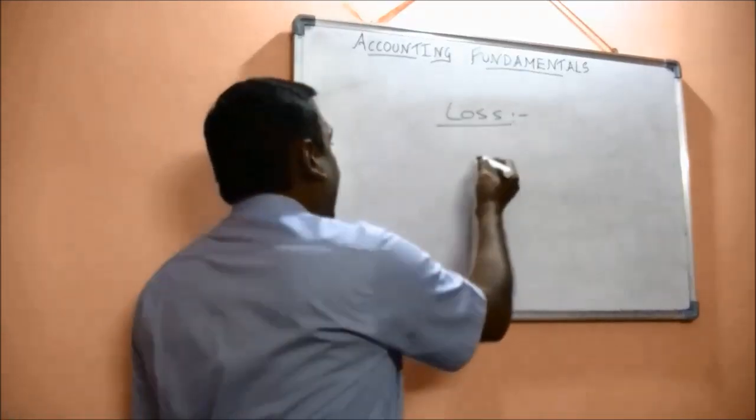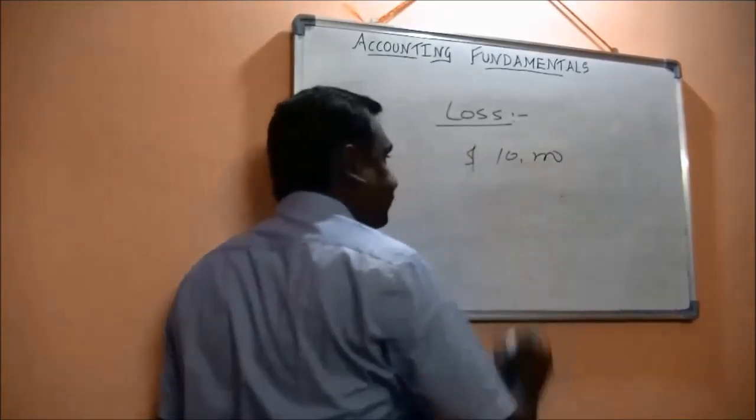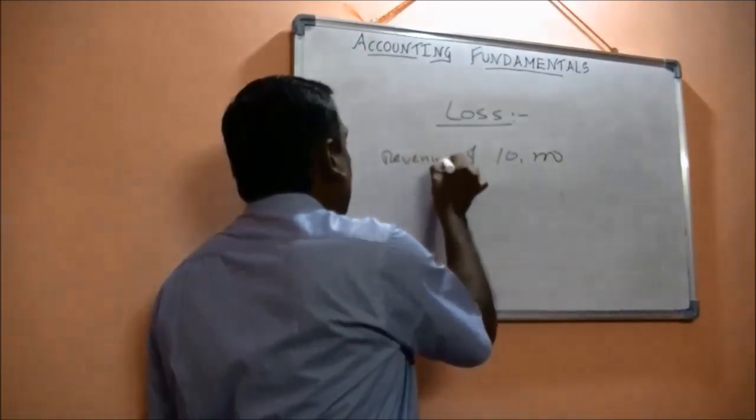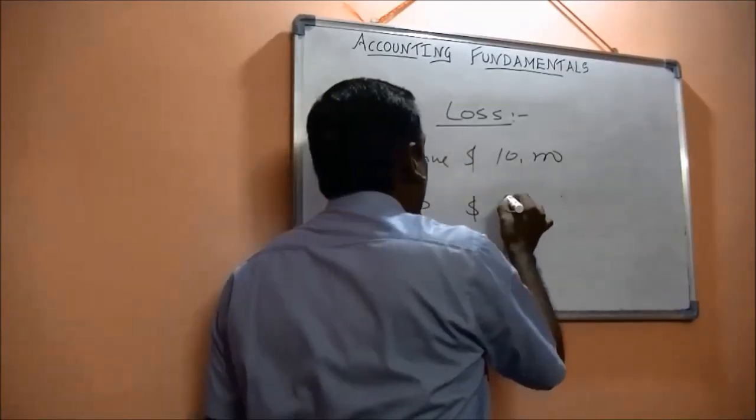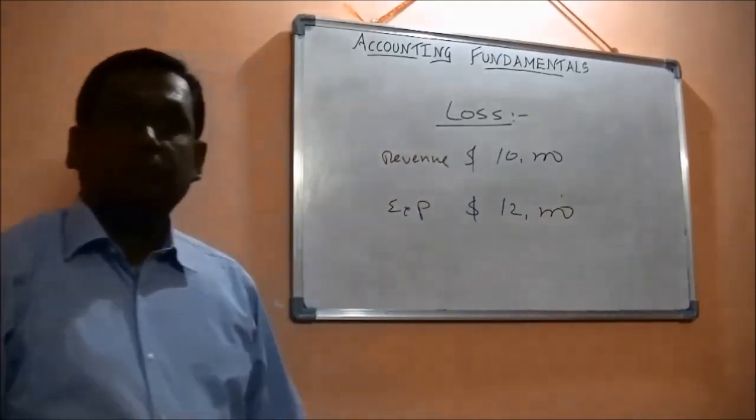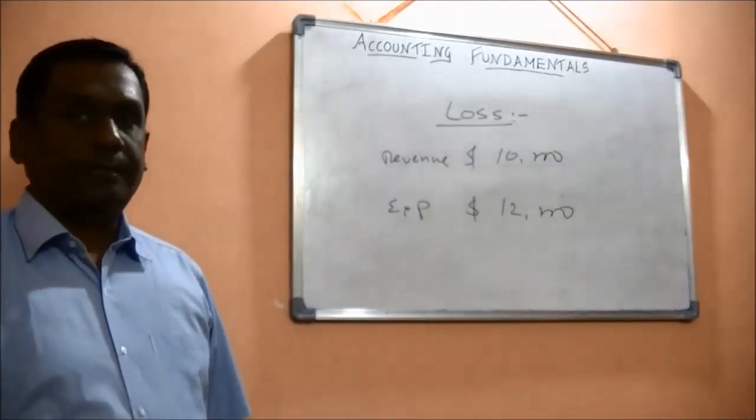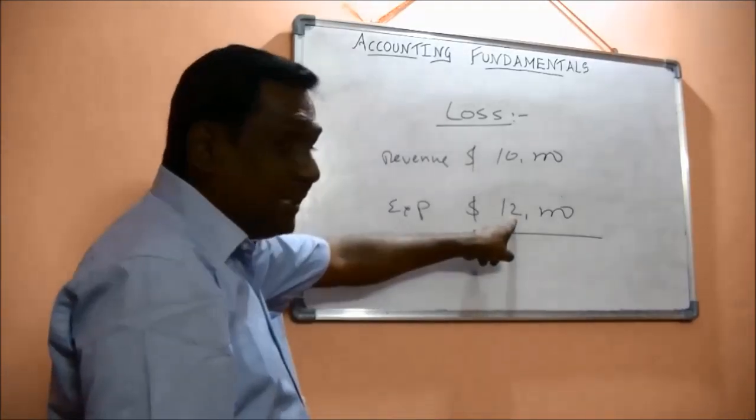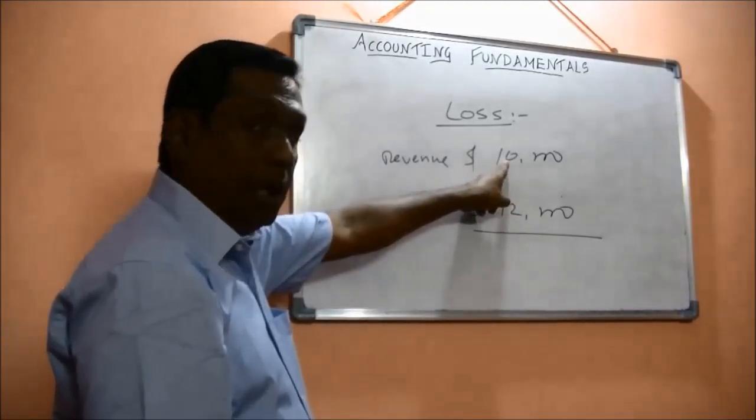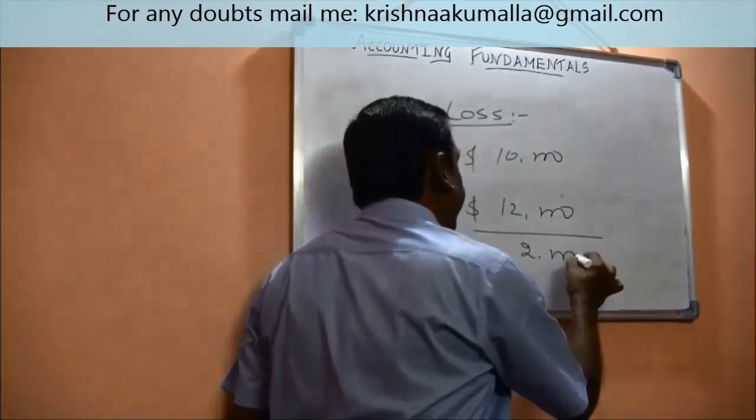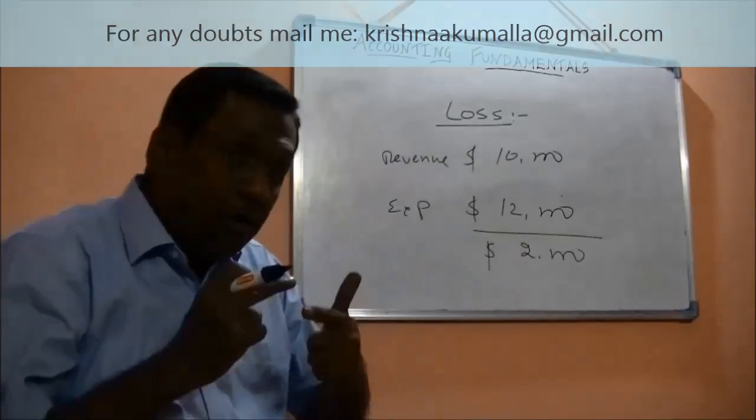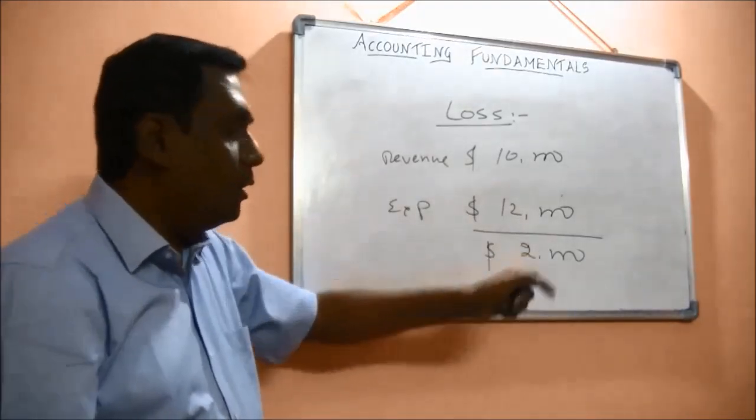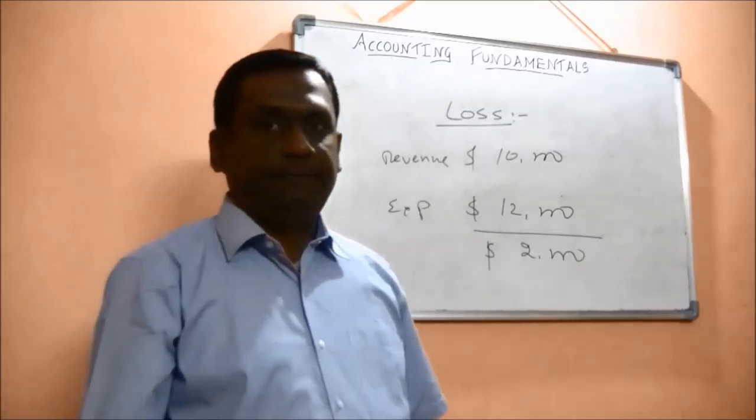For example, I have $10,000 of revenue, but my expenditure is $12,000. So here I have excess of expenditure over revenue. How much? $2,000. I have $2,000 of excess expenditure over my revenue. Hence, this $2,000 will be considered as loss. Clear?